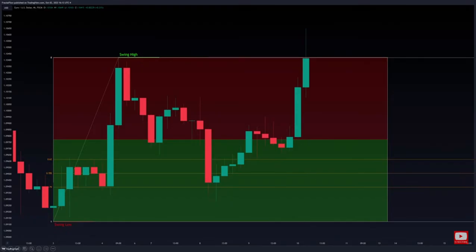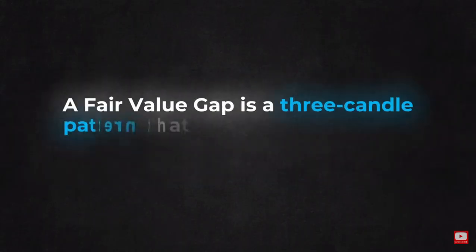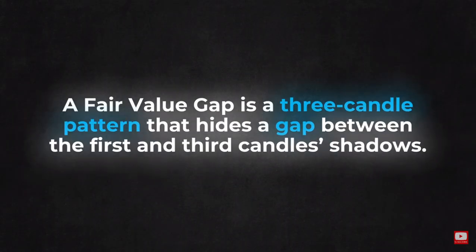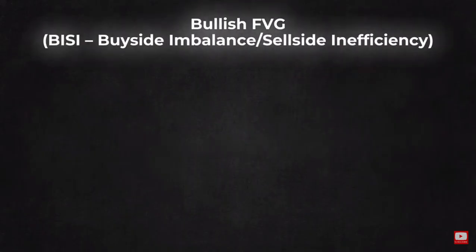One major concept in the ICT method is the fair value gap. The fair value gap is a 3-candle pattern that hides a gap between the first and third candle's shadows. Let's first take a look at the bullish fair value gap, which is often called BC. BC simply stands for buy-side imbalance and sell-side inefficiency.